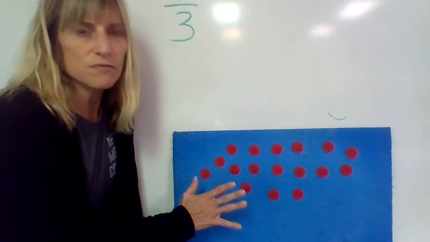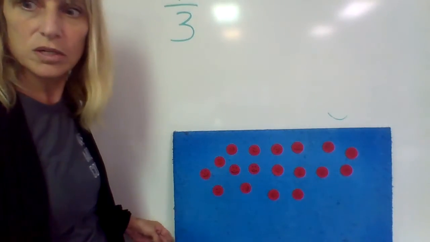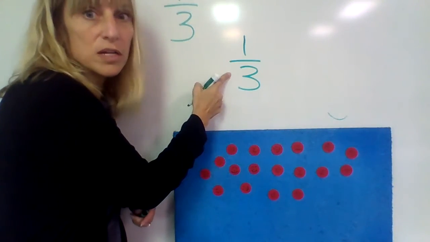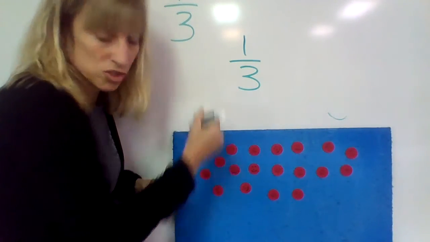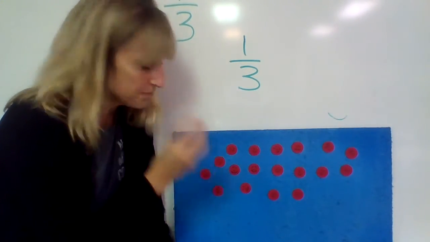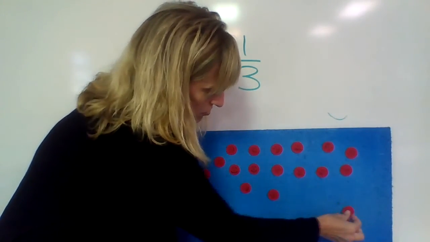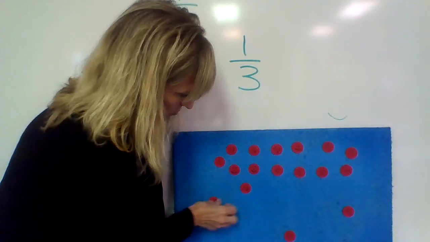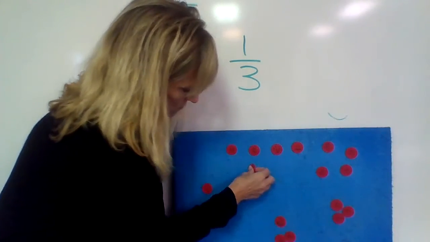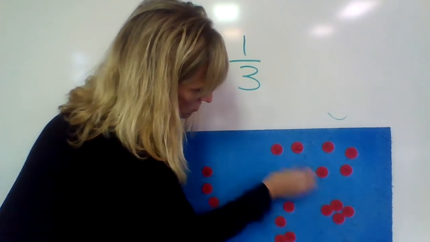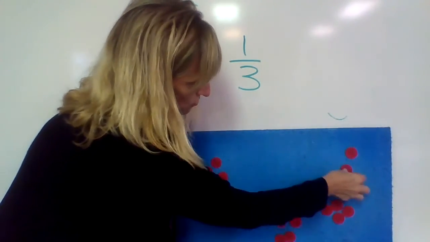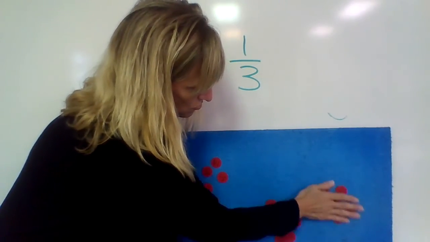Okay, I want to circle 1/3. 1/3. Okay, that's what the question is asking. So that means I'm going to put them into 3 groups. Okay, so here I go. Here's a group, here's a group, and here's a group. Here's a group, here's a group, here's a group. And so on, until they get Mr. Grumpy. There's a group, there's a group, there's a group.